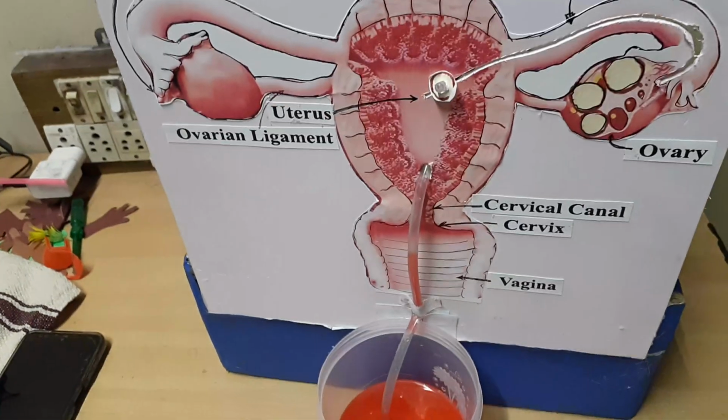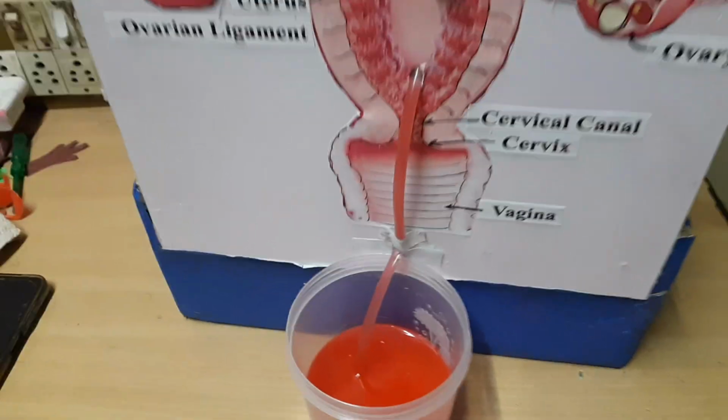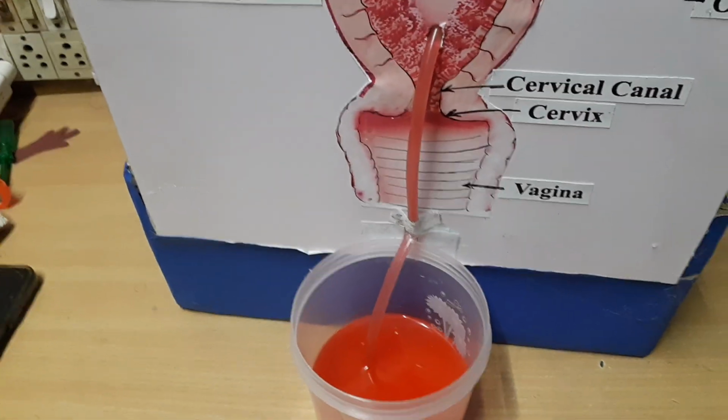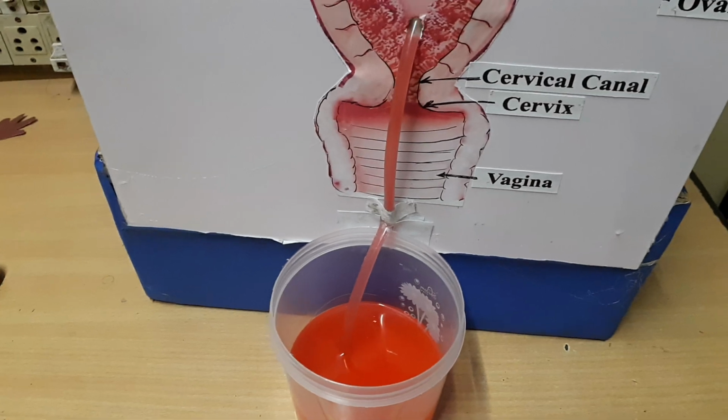Then the uterus begins to prepare itself for menstruation. So on day 1, menstruation begins, resulting in the shedding of the uterine lining.